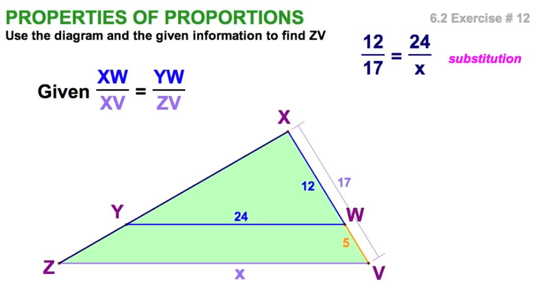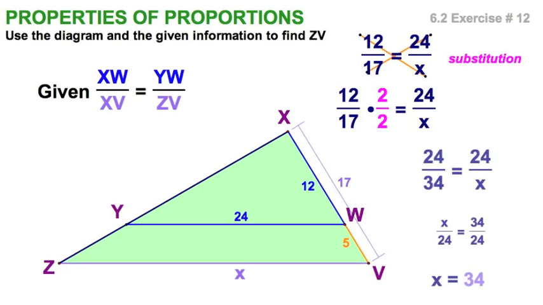At this point, we could just cross multiply like this. But we want to learn more than one way to solve an exercise, so let's do this. Multiply both sides of the expression on the left by 2, and you see what's going to happen. I'm left with 24 over 34 equals 24 over x.